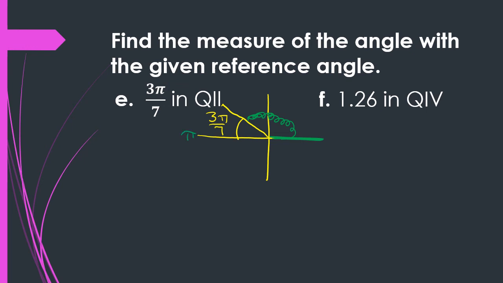Since this axis here contains pi, I'm going to subtract the two angles because they are supplementary angles. So if I take pi and subtract 3 pi over 7, I need to find my common denominator. And yes, I do want you doing this process because it will help later on in Unit 4 when we are using trig identities. 7 pi over 7 minus 3 pi over 7 is 4 pi over 7, again meeting the condition of a reference angle where theta is between 0 and pi over 2.